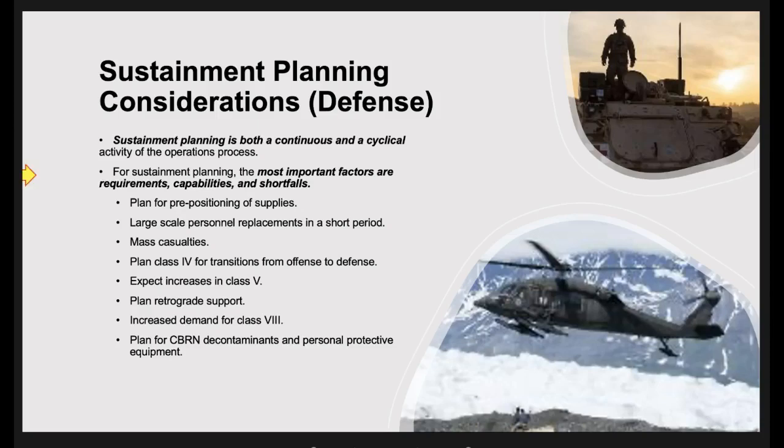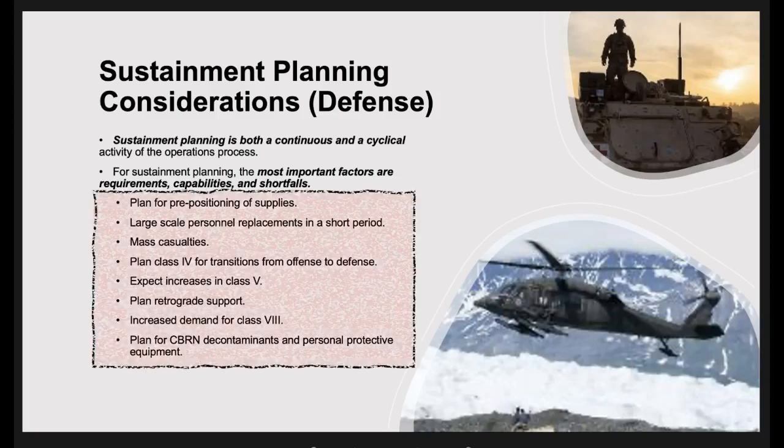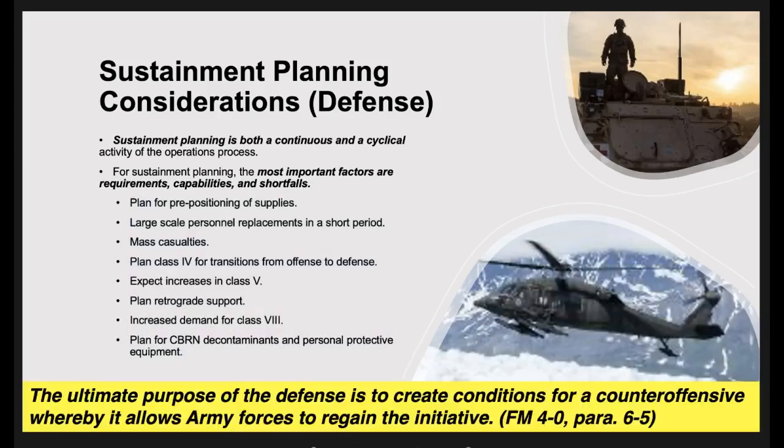The most important factors involved in sustainment planning are drawn from a careful analysis of requirements, capabilities, and shortfalls. Planning considerations must also encompass all warfighting functions to ensure the plan is integrated across all functions and domains. As commanders and staffs plan for increased requirements in Class 4, 5, and 9 items to support the defensive effort and build Class 3 stocks, planning efforts should ultimately be designed to prepare for the transition to offensive operations.